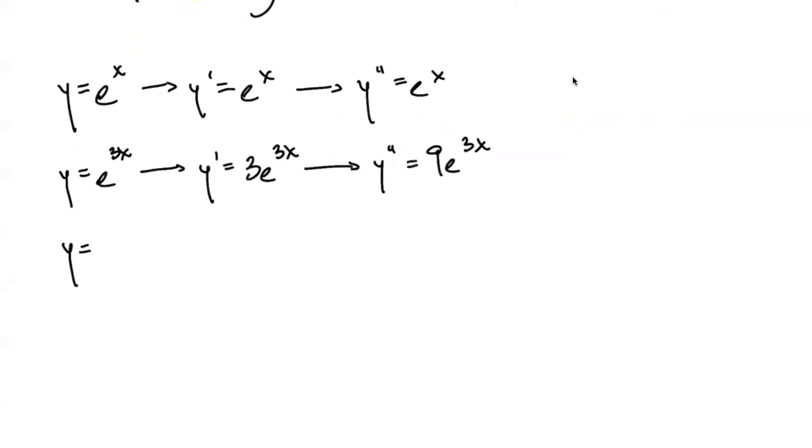What else might be a solution? One where, at the end, the second derivative is 9 times the original function. Is it something with sine and cosine? Sorry, say that again. Would it be something with sine and cosine?